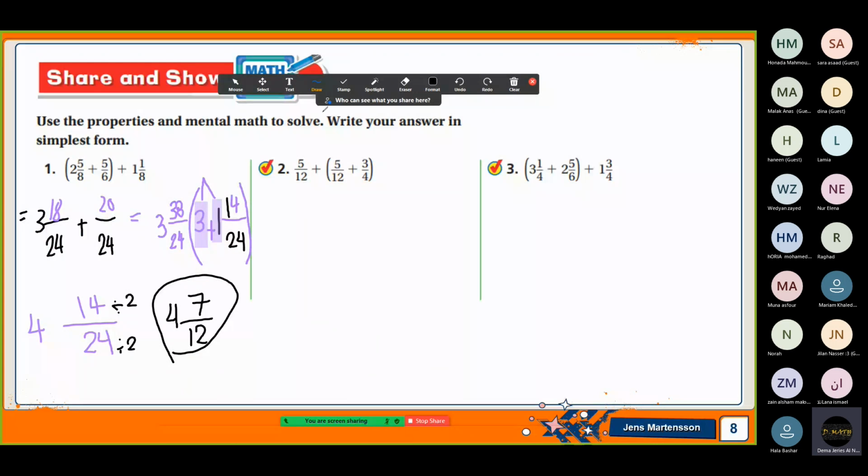Yes, Sarah. Number 2 now. 5 over 12 plus 5 over 12 plus 3 over 4. Which two fractions do you have to write together? 5 over 12 plus 5 over 12. Bravo. 5 over 12 plus 5 over 12, and the 3 over 4 out.